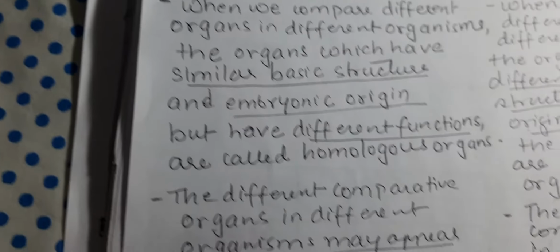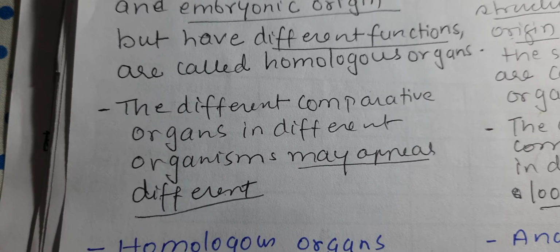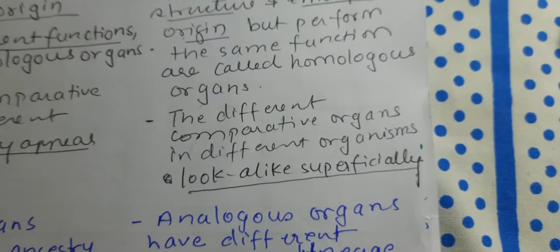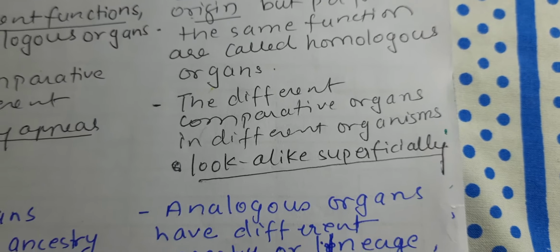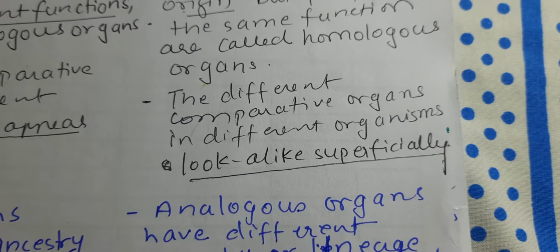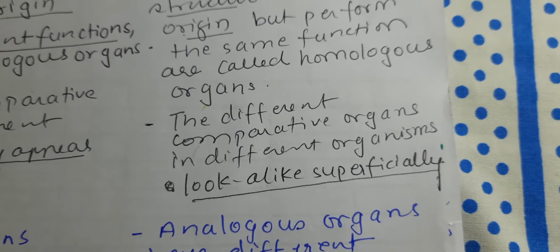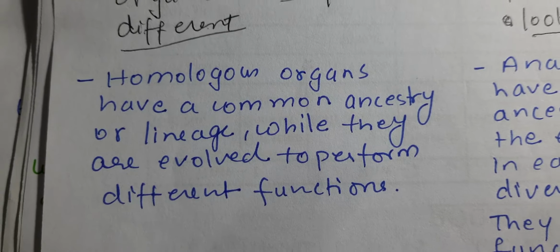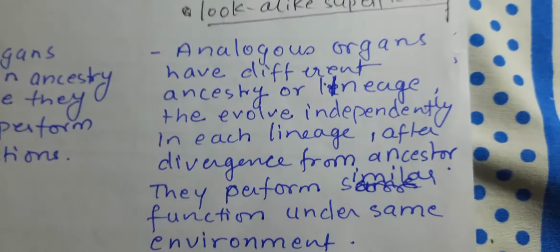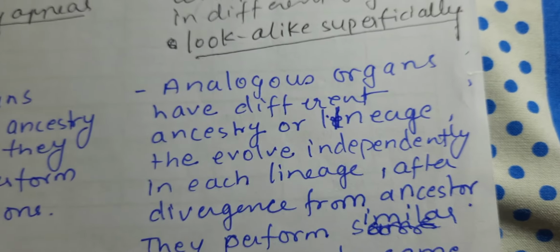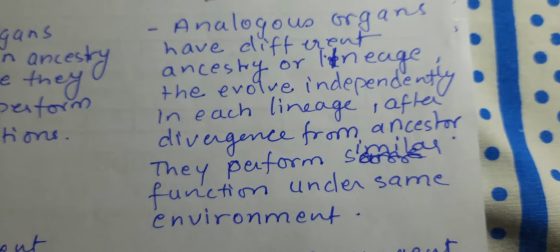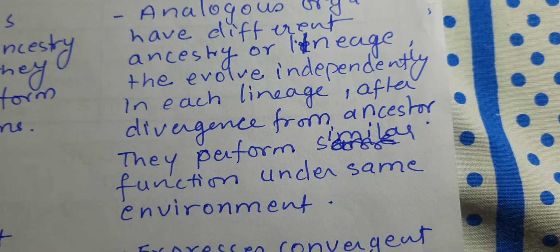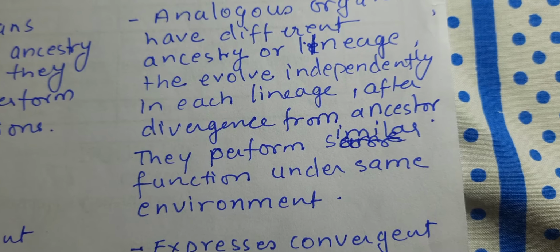The homologous organs, the different comparative organs in different organisms, may appear different, whereas the analogous organs, when compared in different organisms, look the same superficially. Homologous organs have a common ancestry or lineage, while they have evolved to perform different functions. Analogous organs have different ancestry or lineage, and they evolve independently in each lineage after divergence from the ancestor. They perform similar function under the same environment.